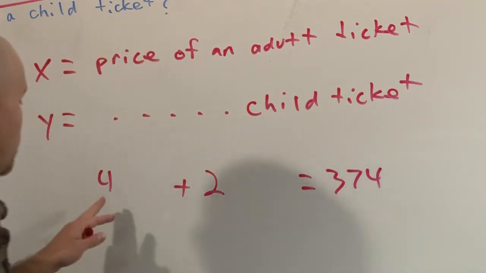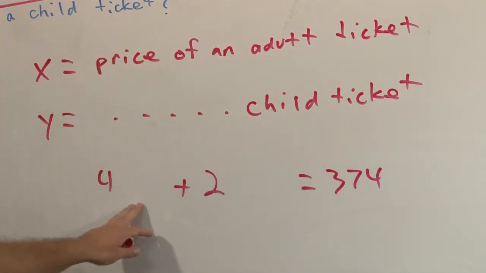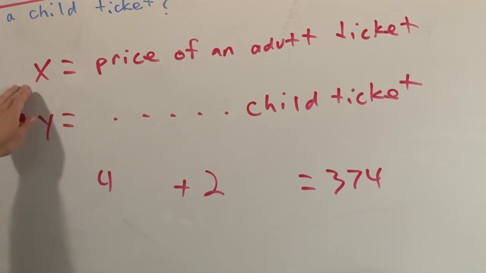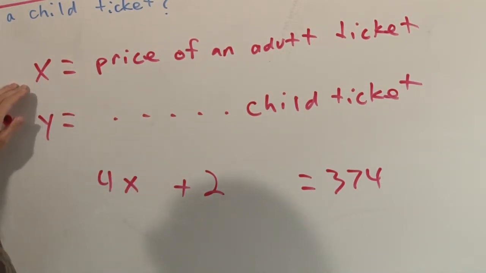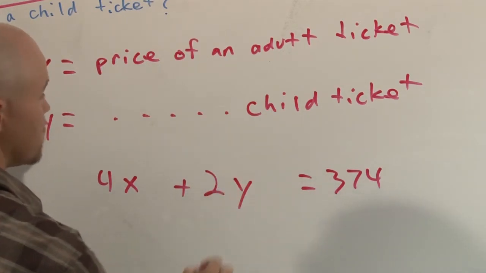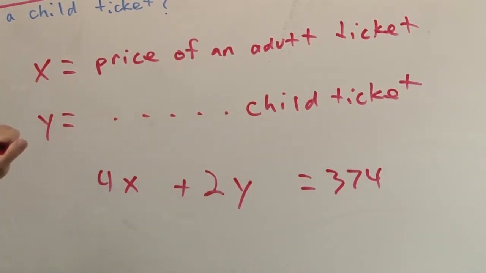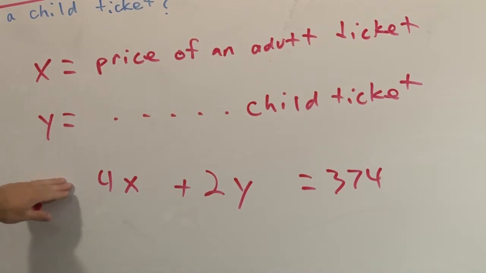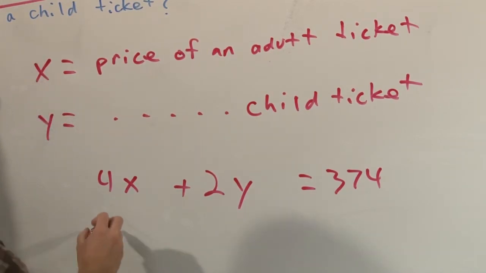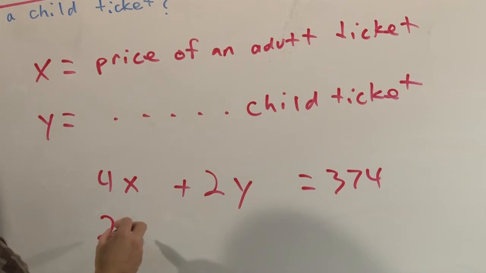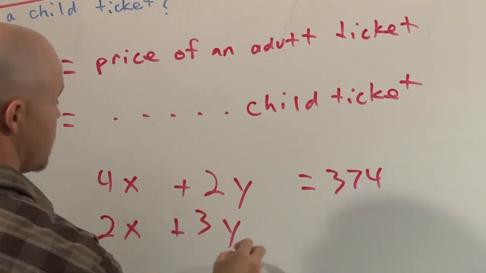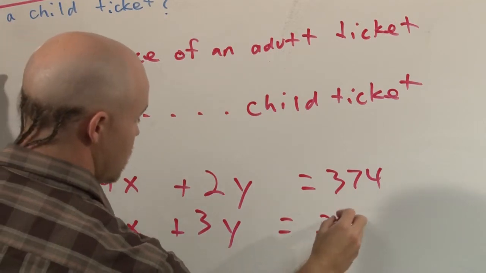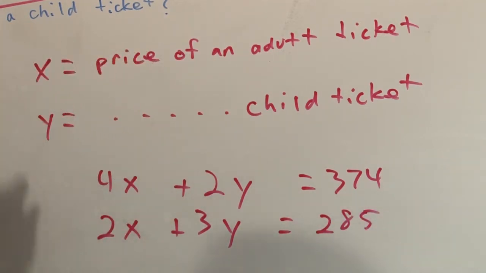$374. Well, if you have 4 adults and they all are charged a certain amount of money, that's what we're talking about, X, they're all charged this price. So we're going to say 4 times X, which is the price of that adult ticket, and then 2 times Y, which is the price of a child ticket. This would be our first linear equation. Our second one would be the same look, just different numbers. So it'd be 2 adults times how much they cost, plus 3 children times how much they cost, and this is going to equal $285.